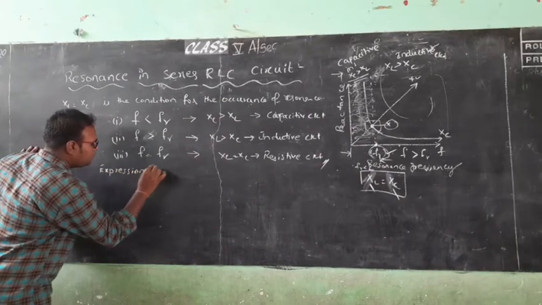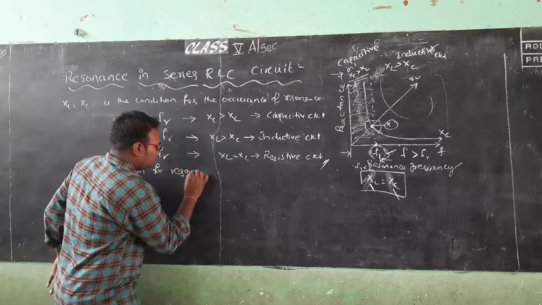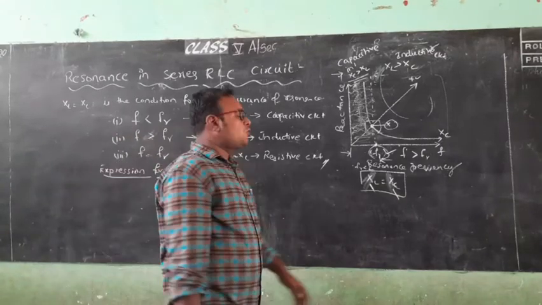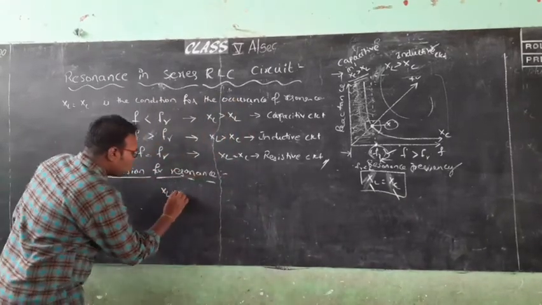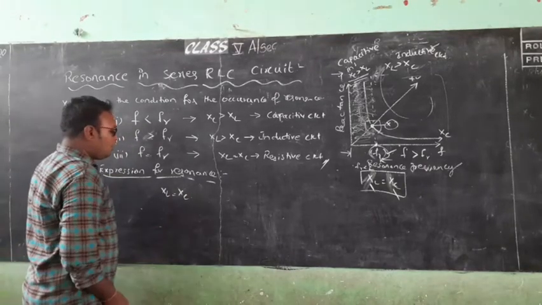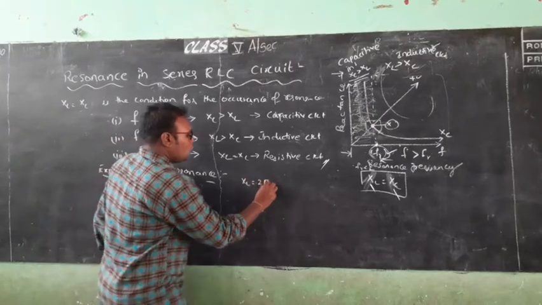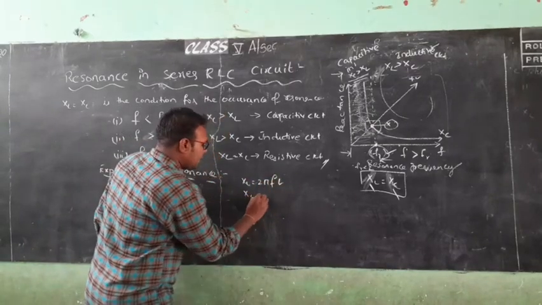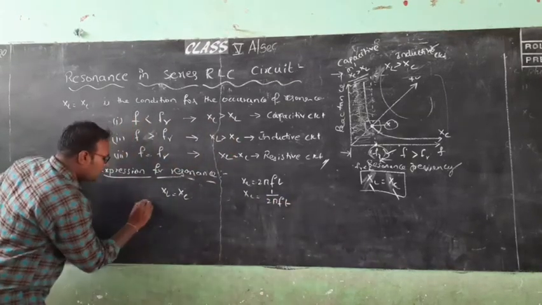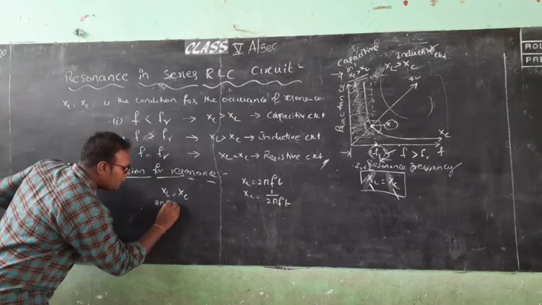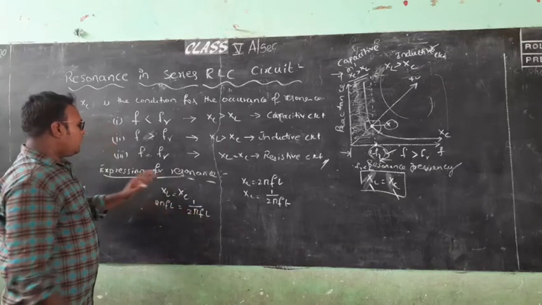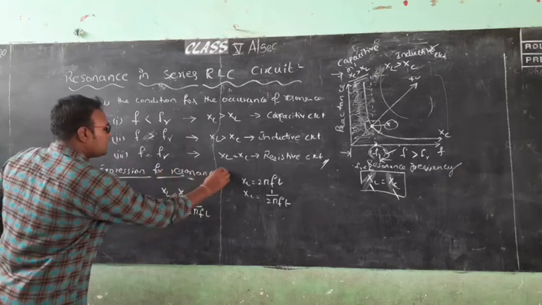Expression for resonance. See here, XL equals XC is the condition. What is the formula for XL? We know that XL is equal to 2 pi FL and XC is equal to 1 by 2 pi FC. So here 2 pi FL is equal to 1 by 2 pi FC. Here we are going to write the expression for the resonance frequency.